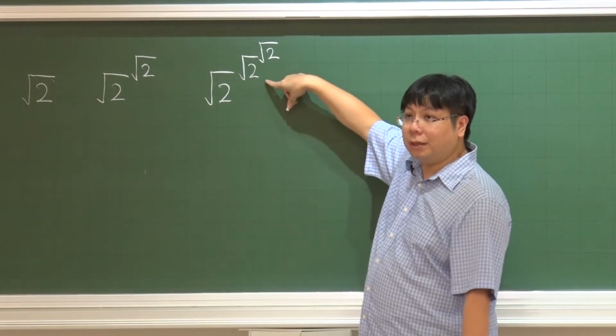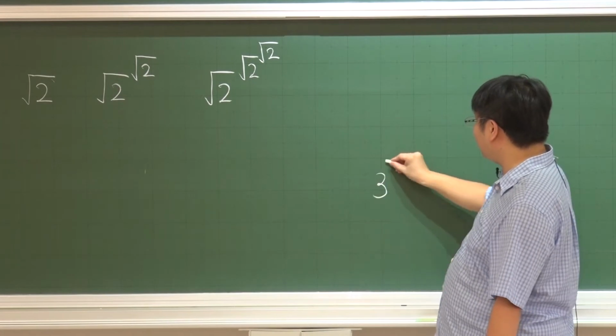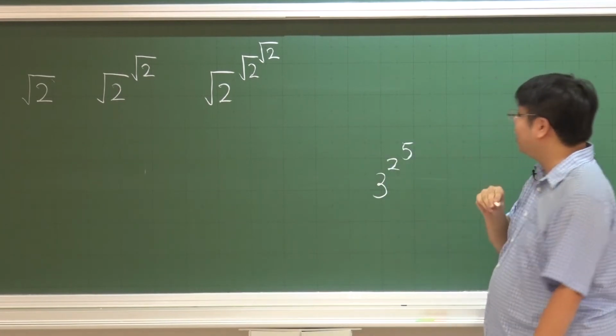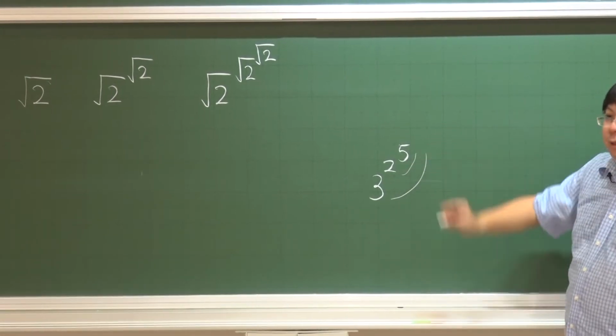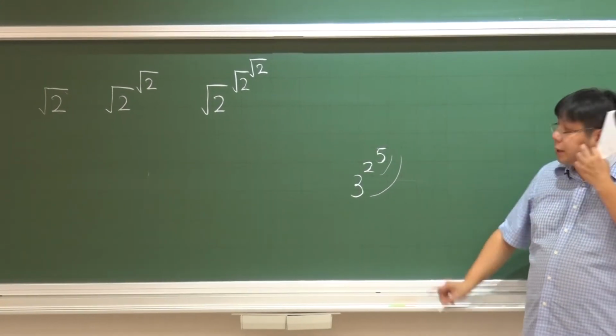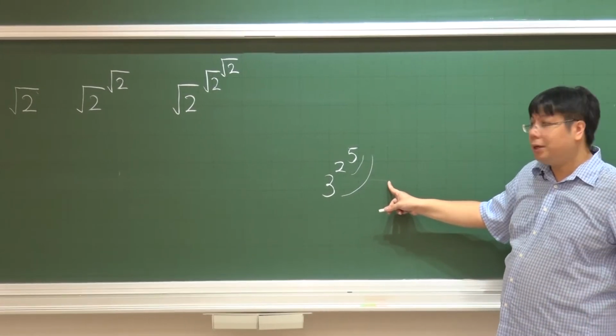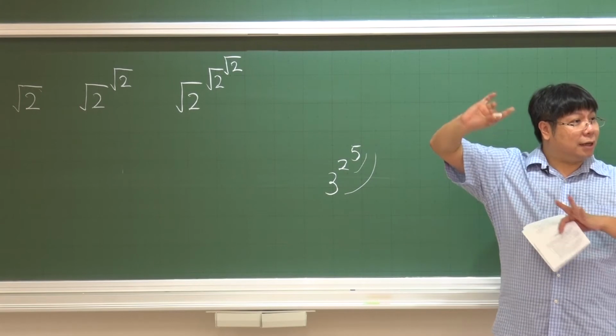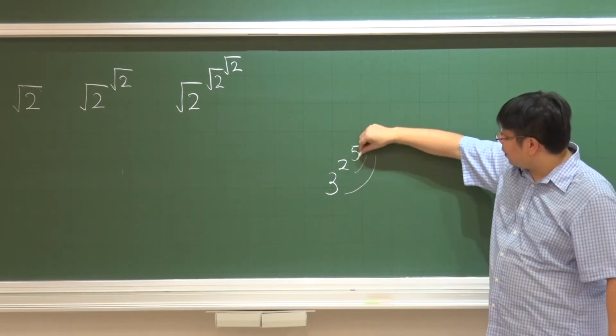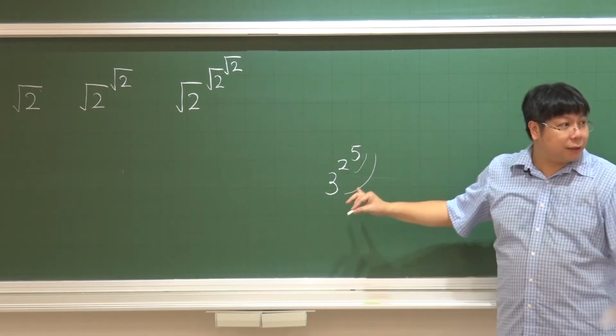So for this one, 3 to the power 2 to the power 5, you evaluate this part first, and then you evaluate the overall thing. So this one is 3 to the power 32, rather than 9 to the power 5. Is that okay? So this is going to be much larger. So you do this first, and then you do this later. For this number, this will be much larger.